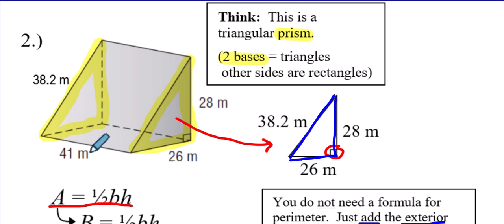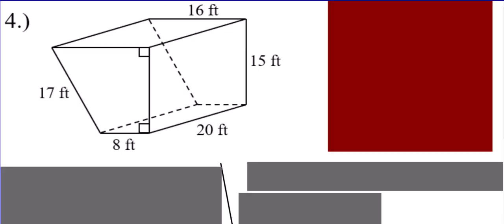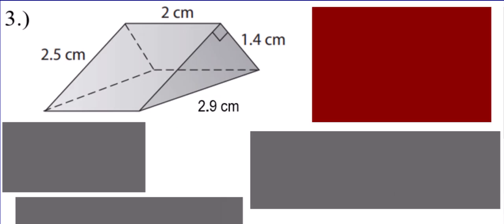Doing that will help to prevent you from adding a measurement that is not actually on your base. Like on problem number 2, we didn't want to add the 41 to get the perimeter because the 41 was not on the triangle. All right, so hit pause, do 3 and 4, and then hit play once you're done and you're ready to see how you did.